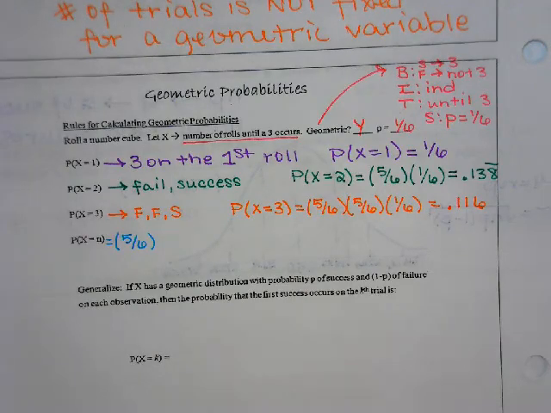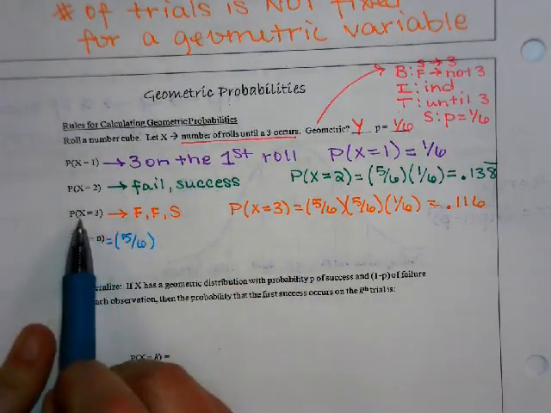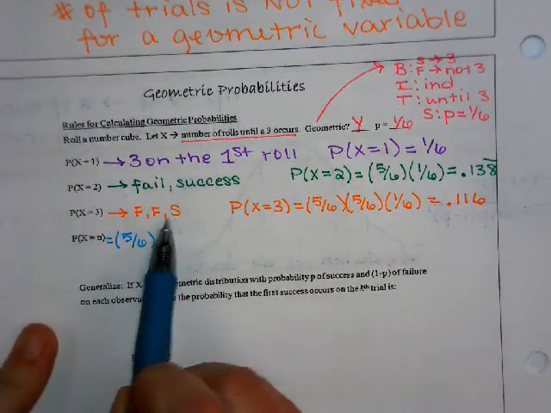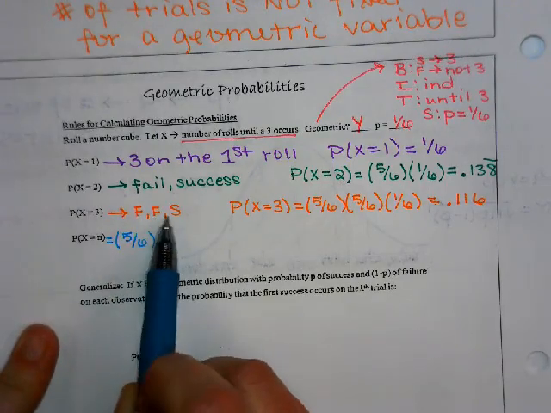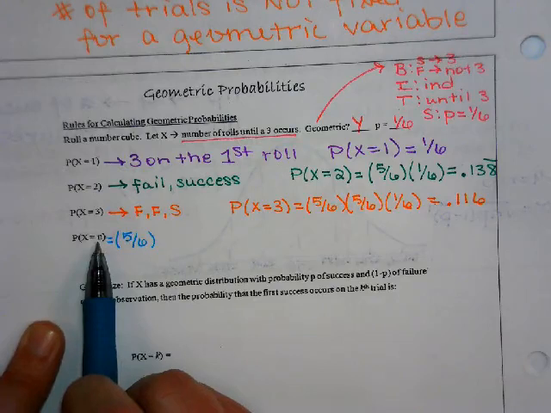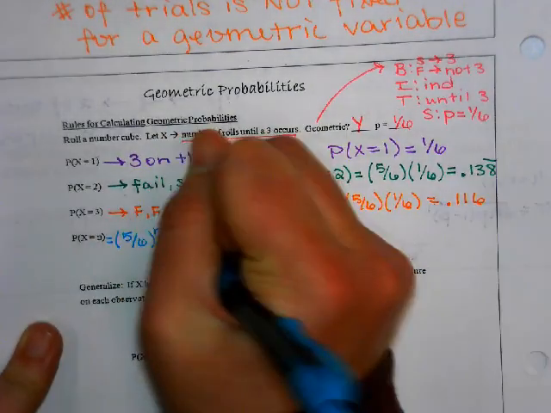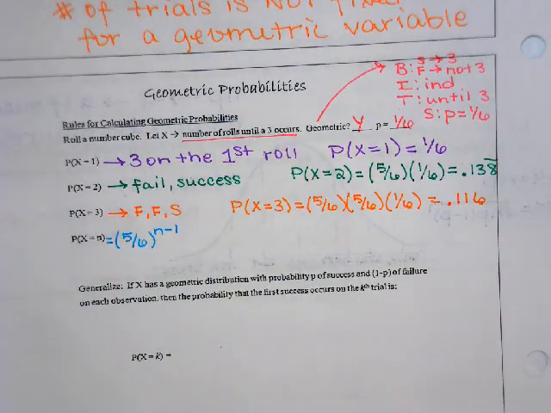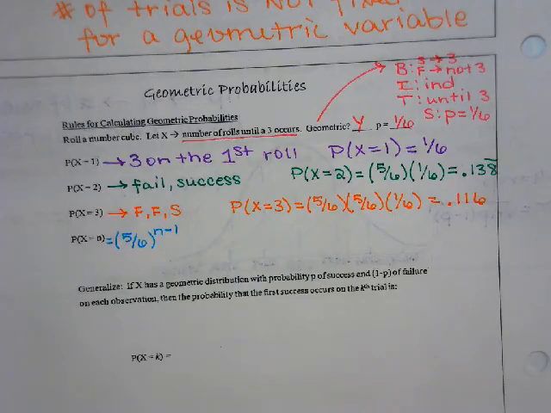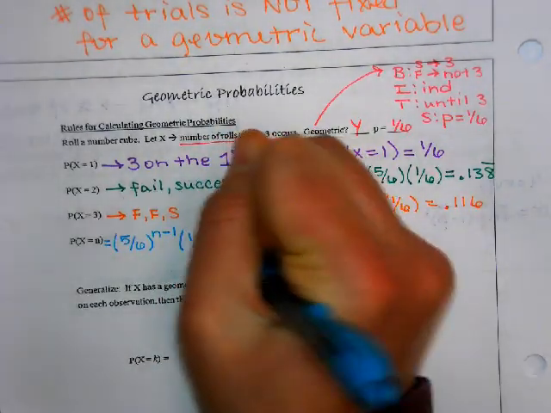Notice we had 3 rolls till we got a 3. So we had 2 failures and then our success. So if we have n rolls until we get a 3, that means we have n minus 1 failures. So we can raise our probability of failure to the n minus 1 power. And then we have our 1 success, so we're going to multiply by the probability of success there at the end.